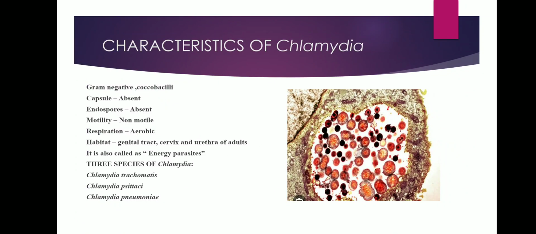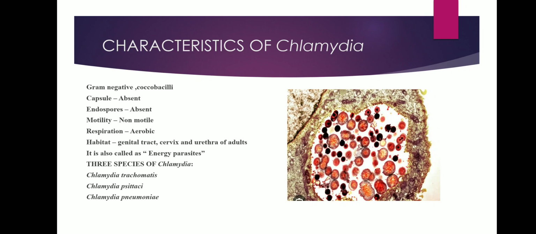First, what are the general characteristics of Chlamydia trachomatis? It is a gram-negative bacteria. It is spherical and rod-shaped. Capsule, endospore and motility are absent in Chlamydia trachomatis. Respiration of Chlamydia trachomatis is aerobic respiration. It is present at the site of the genital tract, cervix and urethra of adults.